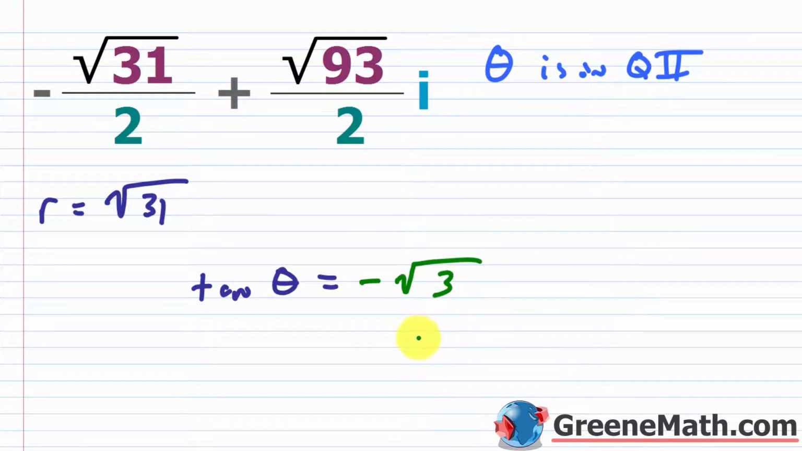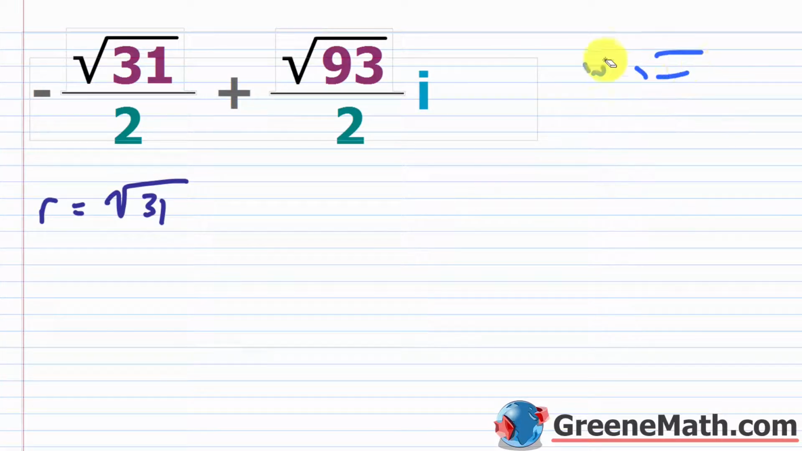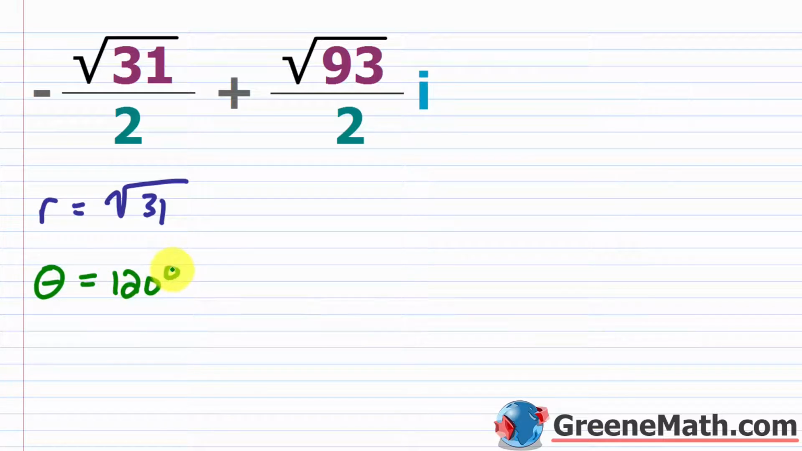Now, we know from the first example, this guy is going to have a reference angle of 60 degrees. If I did the inverse tangent of square root of 3, I'm going to get 60 degrees. So because I'm in quadrant 2, I want to take 180 degrees and subtract the reference angle of 60 degrees, and that's going to get me to 120 degrees. So theta is 120 degrees, or in terms of radians, you could say this is 2 pi over 3.